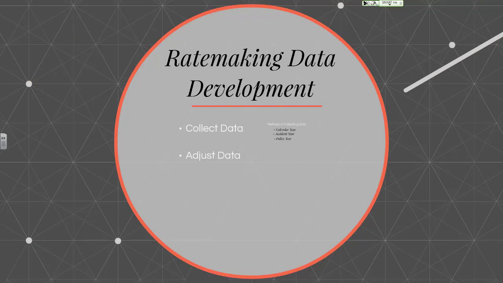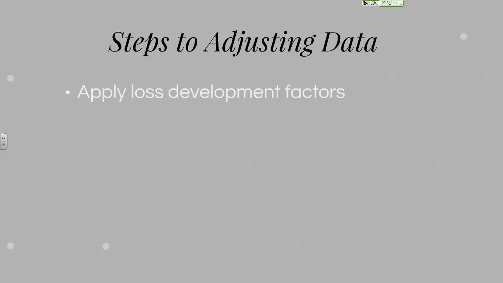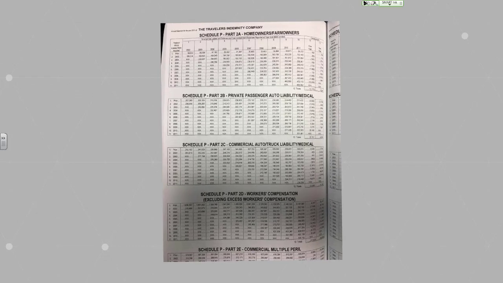The next step is to adjust the data. Let's look at some specifics about adjusting data for rate-making purposes. The first step is to apply loss development factors. In your PDF, you'll note that you will be responsible for examples of loss triangles. Let's look at one. This is an excerpt from Schedule P, which is part of the statutory insurance financial statements.